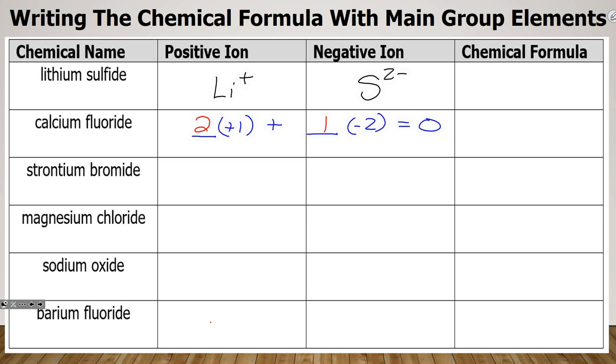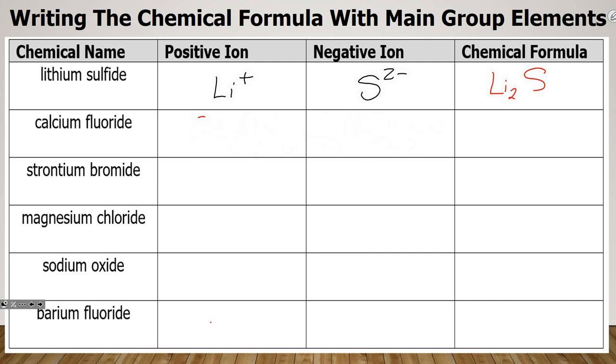Because 2 times plus 1 is plus 2, plus 1 times negative 2 is negative 2. So plus 2 minus 2, right? Because this would be a plus 2 plus a minus 2. That would equal 0, right? That would make that statement true. So this tells me how many I need. I need 2 lithiums and 1 sulfur.